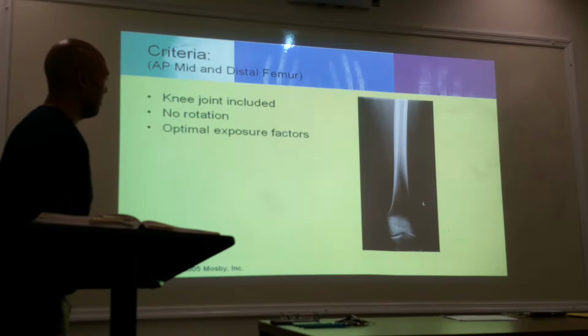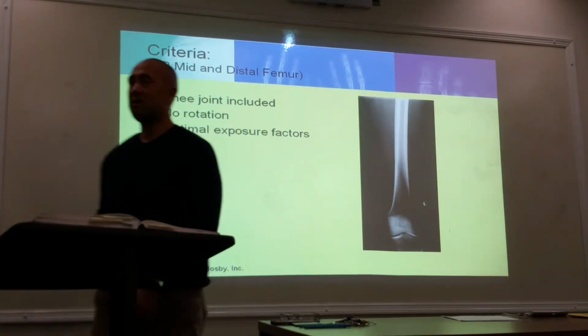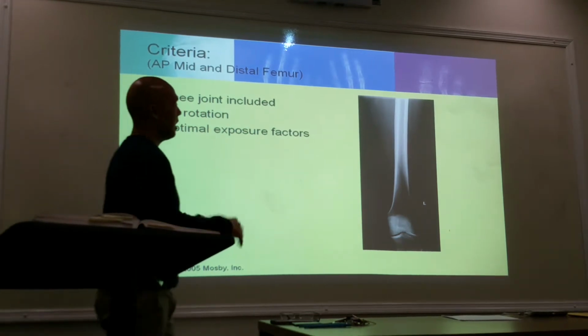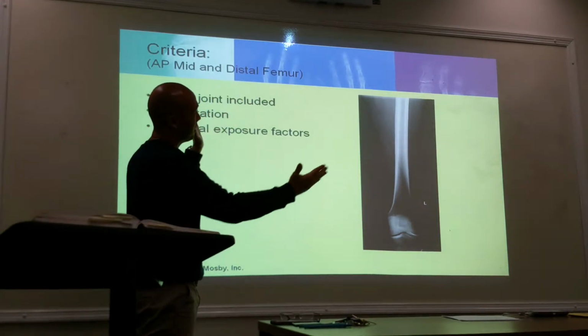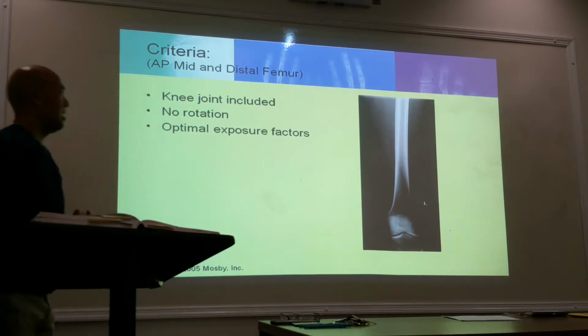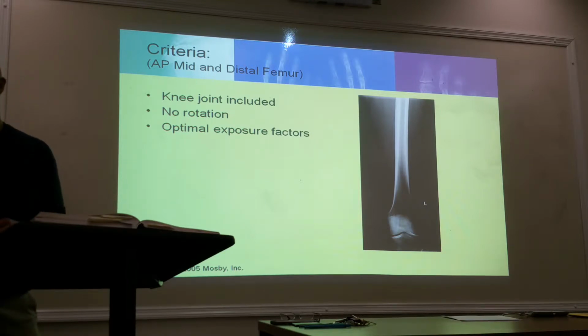So here's a femur. We included the knee joint, rotated 5 degrees medially. All right, collimate, open up to the length of the image receptor, but collimate to the bone, not the thigh. Any questions? So that's your AP.